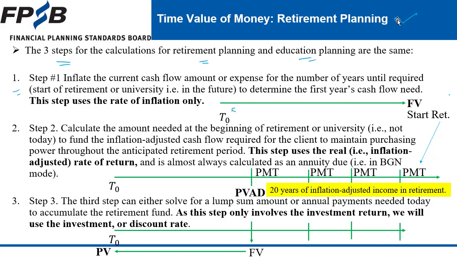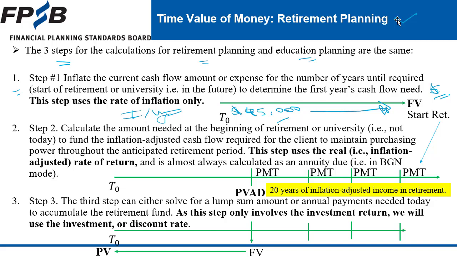So what that's saying is that if we have income that we want to be in retirement of, say, $45,000 in today's dollars, but we're not planning to retire for 15 or 20 years, and we want to preserve the purchasing power of that income in today's dollars, but there's inflation, we need to know what that $45,000 will be worth in the future. So step number 1 is just a future value calculation, and we're using the rate of inflation as the discount rate, okay? And the N is the number of years until retirement begins.